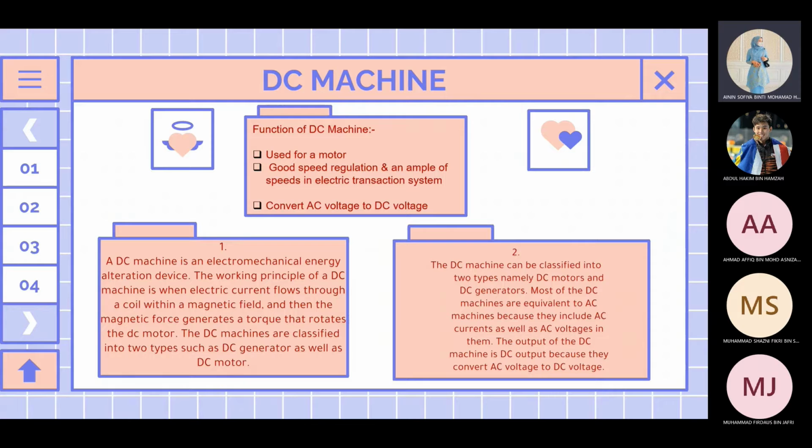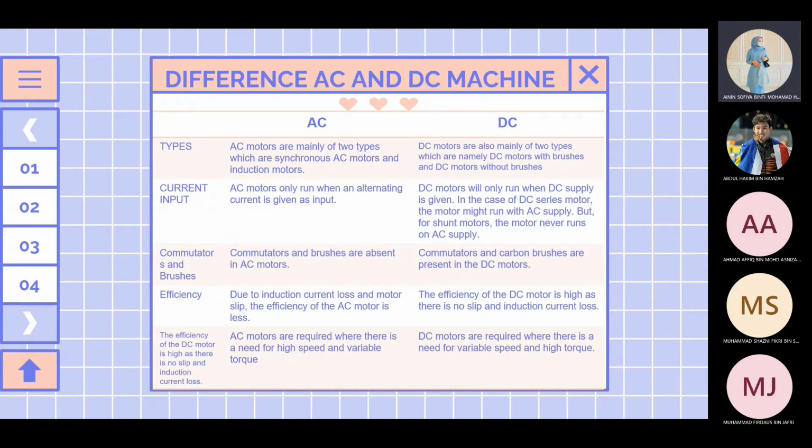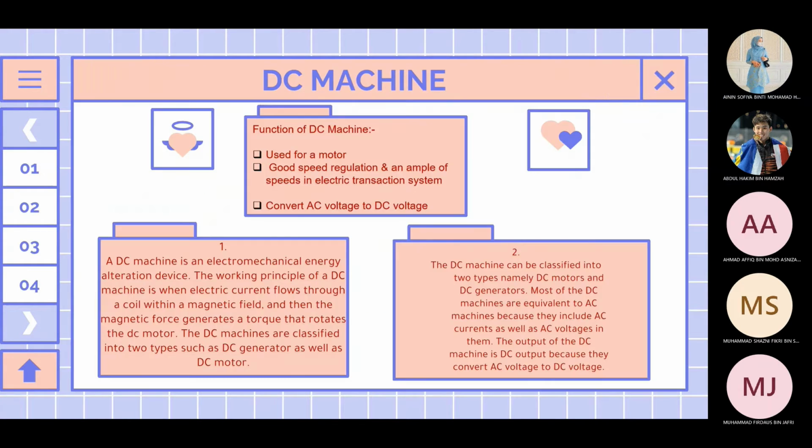Function of DC machine. The first one is used for a motor. Second, good speed regulation, and an example is speed in electric transition system. And the last one is to convert AC voltage to DC voltage.